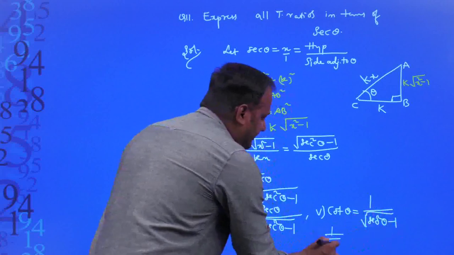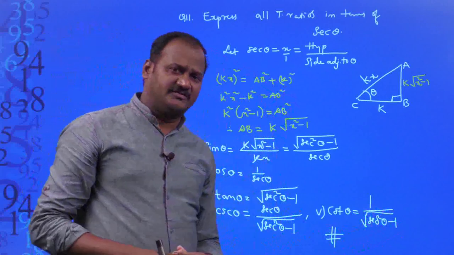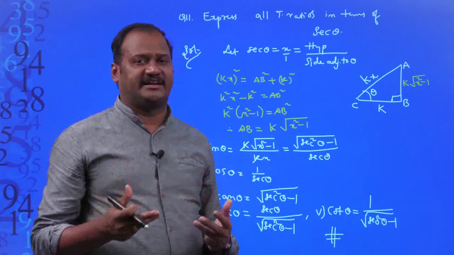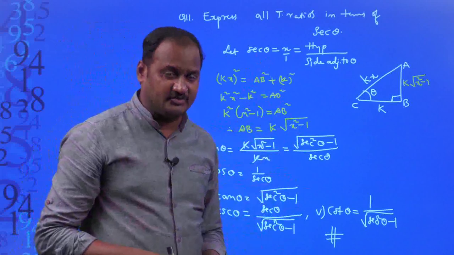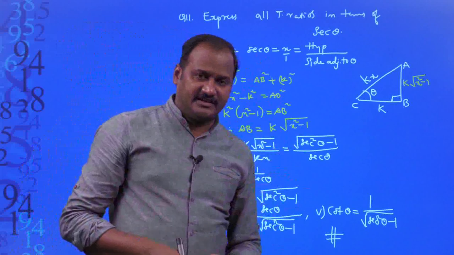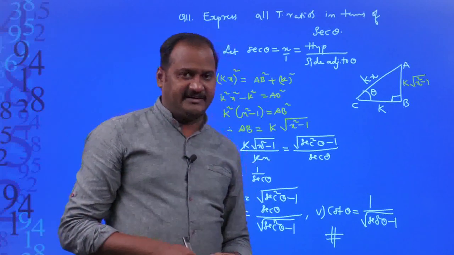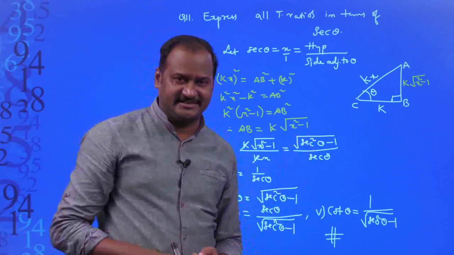So, like this, we can express every single trigonometric ratio in terms of secant. Not only for secant, but in terms of sine, cos, tan, cosecant, this is the standard procedure to express them in terms of the same trigonometric ratio. Hope you understand. So, this is about trigonometric identities, and we have discussed some examples on that. Hope you understand. Thank you.